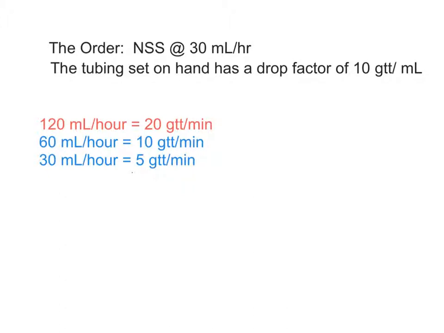Now some of you might be starting to recognize a pattern here. We're using a set that has 10 drops to an ml. 10 goes into 60 6 times. If you look at the pattern here, when we have an hourly rate with this 10 drop set, we end up dividing by 6, which is the number of times that 10 goes into 60. 60 minutes in an hour, you're kind of getting the point. So let's see if this works when we have a 15 drop set.